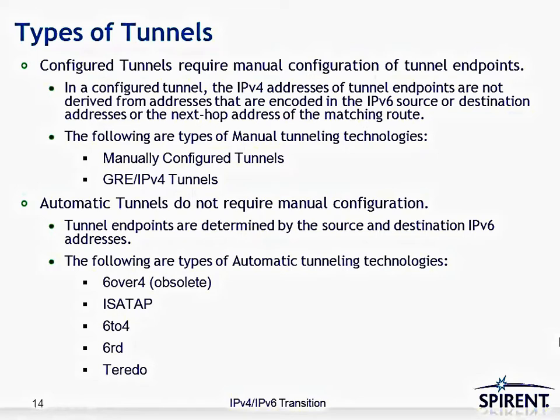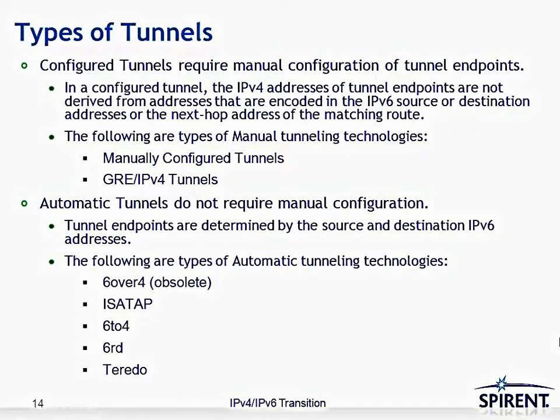So as I mentioned earlier, there are two types of tunnels. There's configured tunnels and automatic tunnels. Under configured tunnels, the IPv4 addresses of the tunnel endpoints are not derived from embedded IPv4 addresses in IPv6 addresses, rather they are configured manually. The following are types of manual tunneling technologies: manually configured tunnels or generic routing encapsulated IPv4 tunnels.